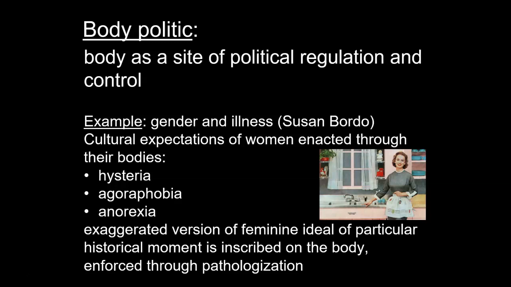And the one I'll focus on is agoraphobia, right, which is a fear of leaving your home base, fear of leaving your house. And so what she's talking about in this example is that there was a significant increase in agoraphobia among women in the 1950s and 60s. And it coincided, and she would say not coincidentally, with the rise in a cult of domesticity in the U.S. in the post-World War II era.